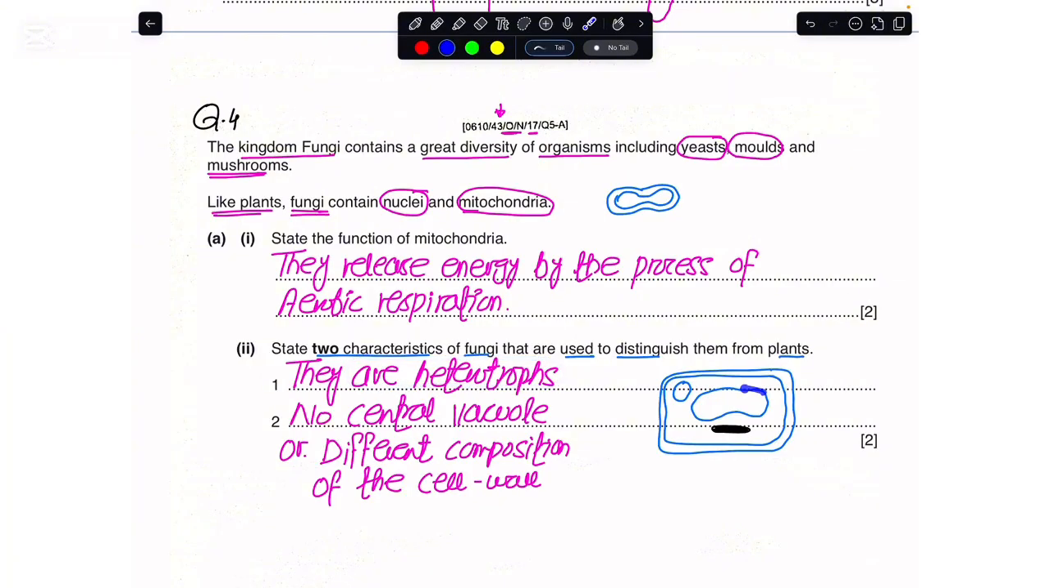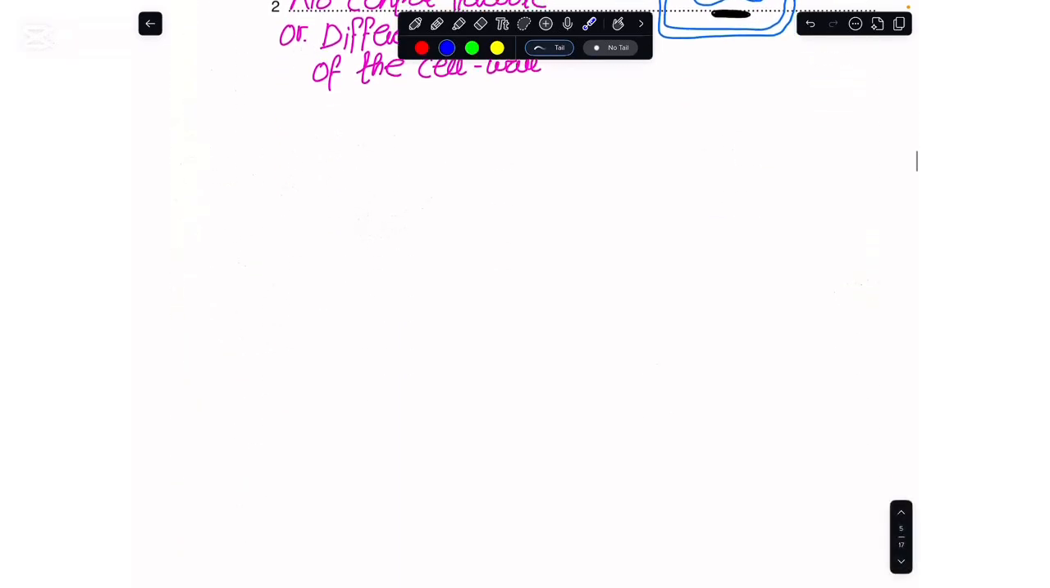And for the plants, you see that we have this large permanent vacuole in them. So these fungi would have no central vacuole in them. Among the alternative valid points, the third point that you could keep for your knowledge is that the plant cell wall is made up of cellulose and the fungi cell wall is made up of chitin. So as an alternative point, you could say that fungi have a different composition of their cell wall.